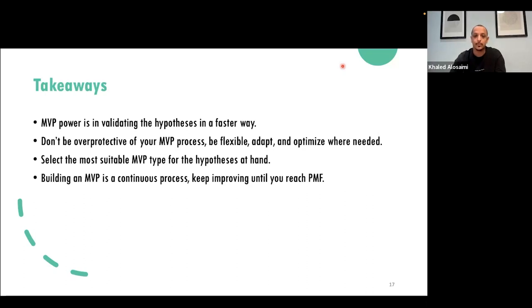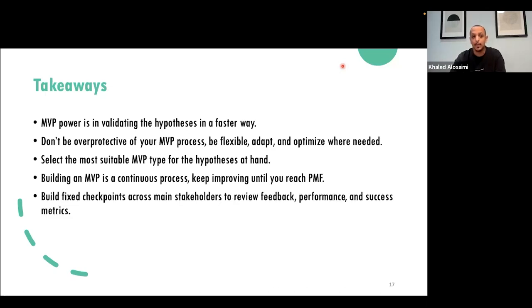Building an MVP is a continuous process. Keep improving until you reach product market fit. Again, it's about validating the market. It's all about testing your hypotheses. Keep listening, keep iterating until you find it.